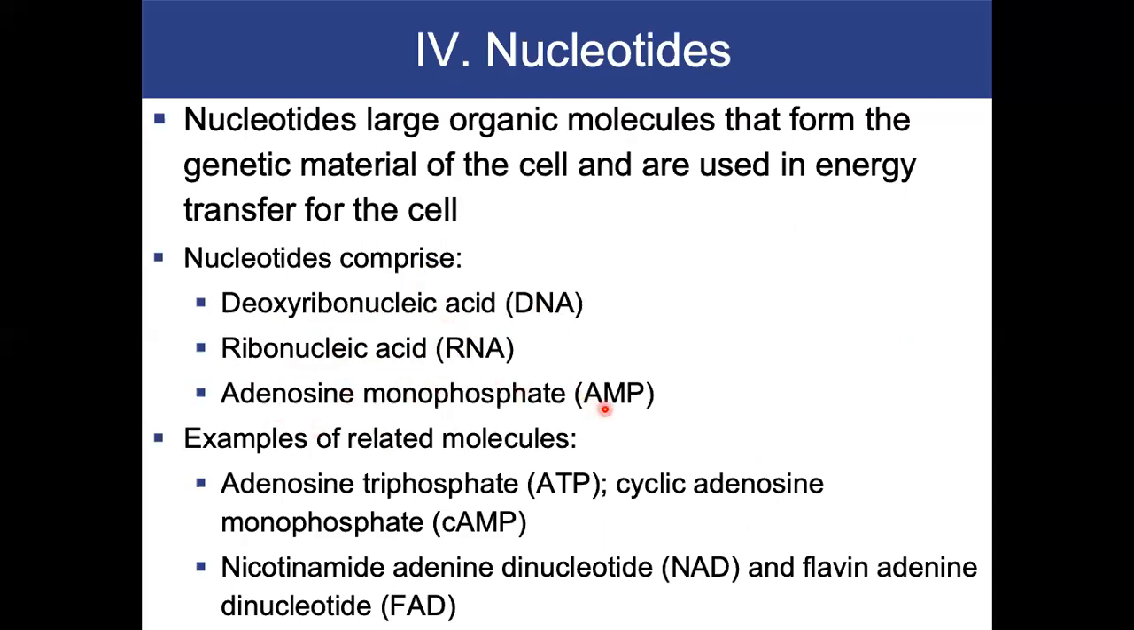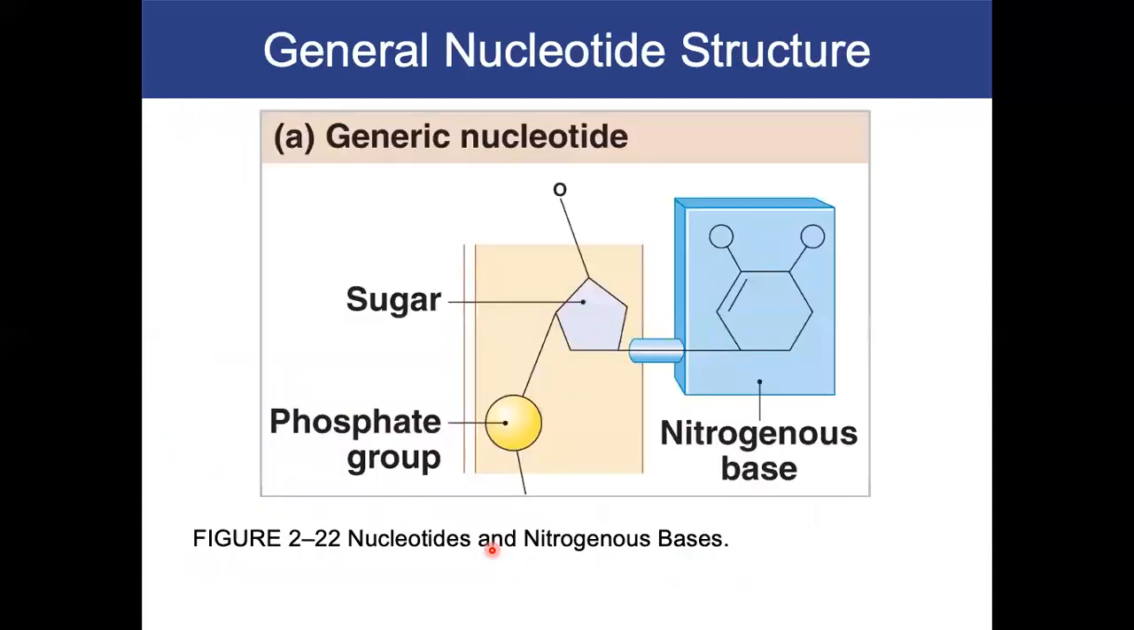Adenosine monophosphate, ATP, adenosine triphosphate, and cyclic adenosine monophosphate, cyclic AMP. These are all energy transfer molecules, so they're sort of variations on a theme of a nucleotide. Nicotinamide adenine dinucleotide, which is NAD+, and flavin adenine dinucleotide, which is FAD+. We're going to talk about those when we get to metabolism. Those are cofactors for enzymes.